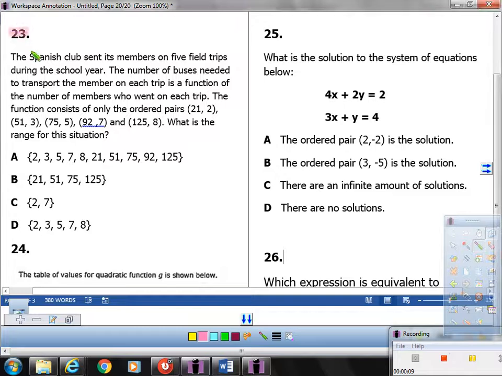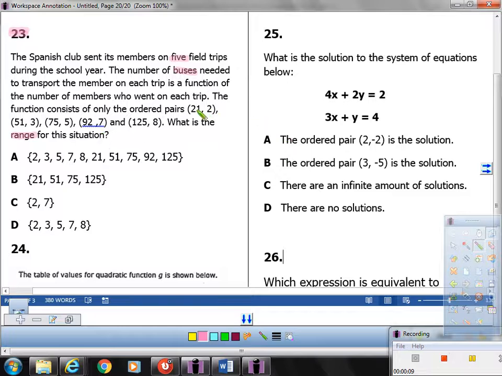So on number 23 it says, the Spanish Club sent its members on 5 field trips during the school year. The number of buses needed to transport the members of each trip is a function of the number of members who went on each trip. The function consists of only the ordered pairs (21, 2), (51, 3), (75, 5), (92, 7), and (125, 8). What is the range for this situation?